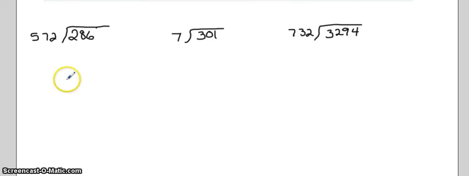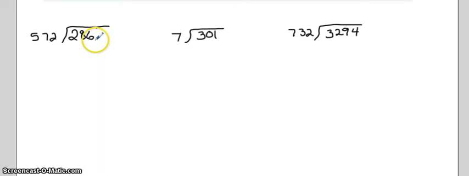All right, so first we're going to take 286 and divide it by 572, which is a division problem of a smaller number divided by a larger number. Obviously, we are going to get a decimal answer or a fractional answer. We'll have a quotient that is smaller than either number that we are dividing.